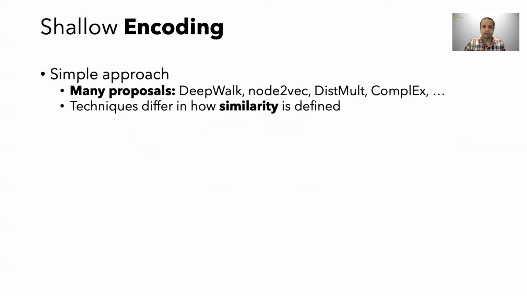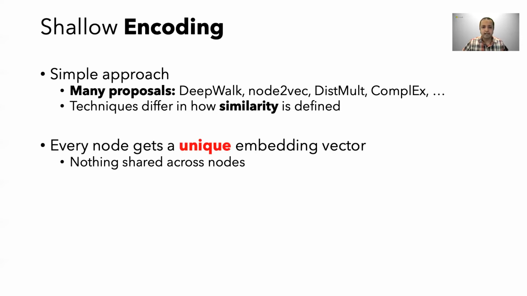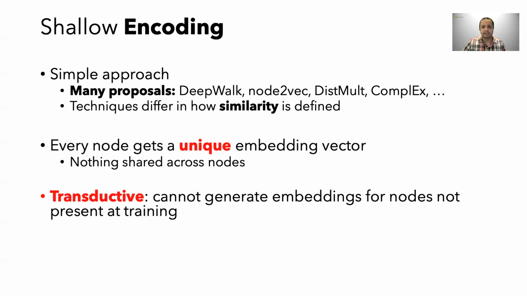Many shallow encoders exist today, but the techniques differ in how they define similarity. For example, DeepWalk uses the probability that two nodes co-occur on a random walk as a similarity metric, while DistMult, which is a different technique, uses cosine similarity. Second, shallow encoders directly optimize the embedding for each node so that every embedding is unique and nothing is shared. This makes them relatively easy to compute. However, there are disadvantages too. For instance, they are inherently transductive, which means that to generate an embedding, a node must be present at the time of training. Otherwise, you cannot do it. Further, they are unable to leverage the rich metadata associated with nodes in real-world graphs, which are quite useful.